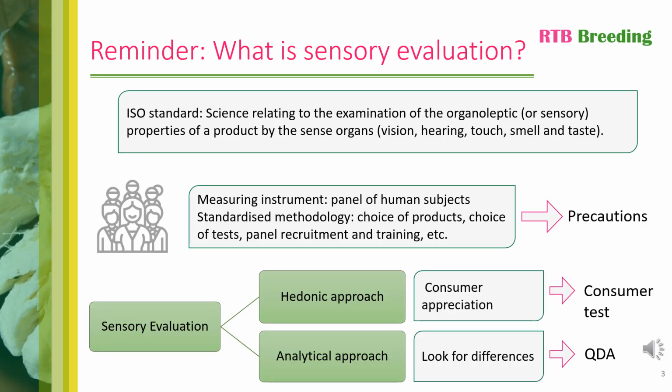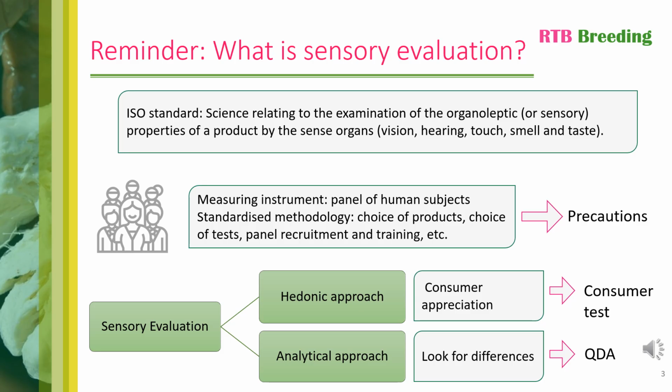Sensory evaluation is divided into two main approaches. The first one is the hedonic approach. It studies with consumers the acceptability or preference of a food product through the pleasure derived from its tasting or consumption. My previous tutorial concerned this type of test.